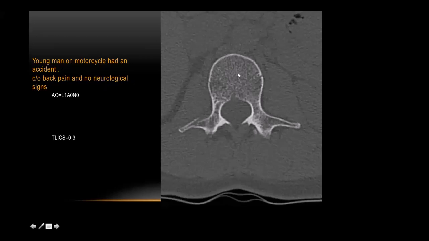This is the L1 level, and this is the axial view of the L1 vertebra. What you see here is this. What does it mean? L1, A0, N0.